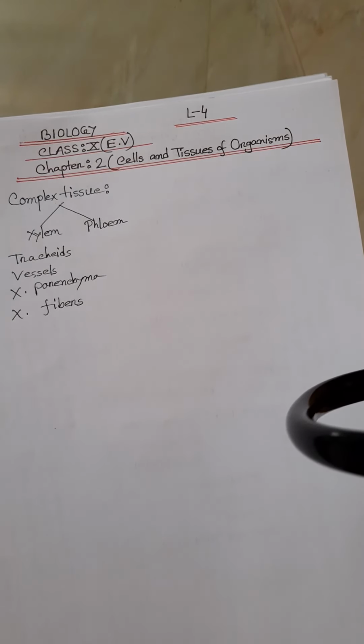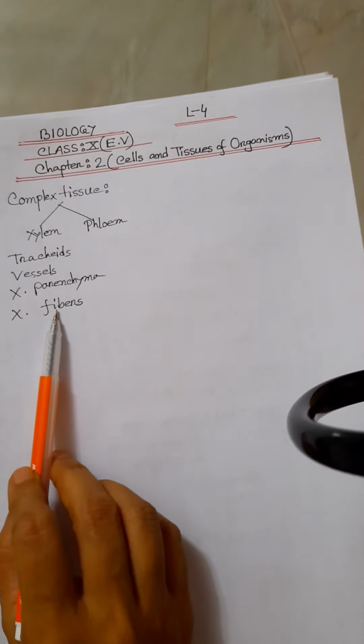Then xylem parenchyma. The parenchyma cells in the xylem are called xylem parenchyma, or another name is wood parenchyma. Their walls may be thick or thin. The parenchyma cells in the primary xylem have thin walls, but those in secondary xylem are thick walled. Their main functions are storage of food and transportation of water.